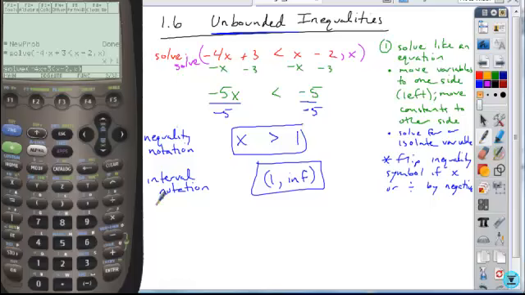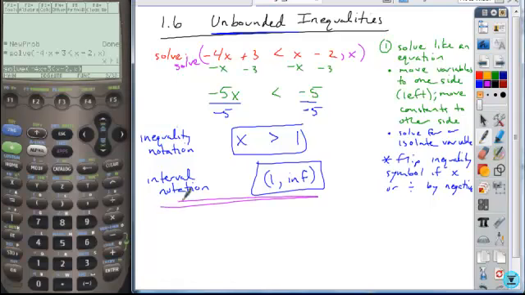Okay, now, the key to this is you'll most likely be asked to enter your answer in interval notation. Your calculators won't give you interval notation, so even if you solve it with your calculator, you still need to interpret the information and write it in the interval form.